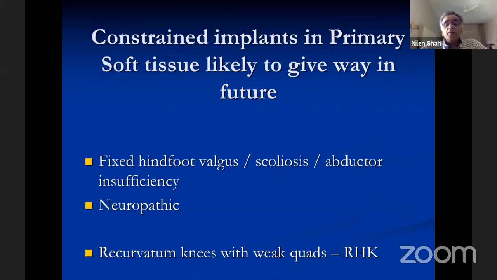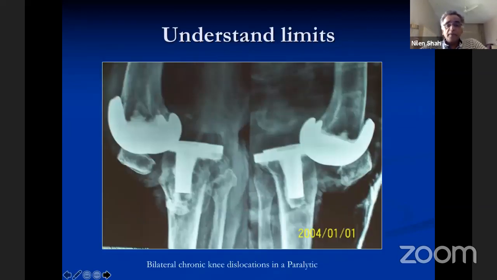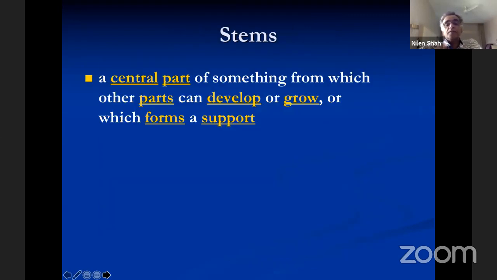When you are seeing recurvatum knees with weak quads, say post polio limbs or something with arthritis, they are not common, but they are there. I have operated. Then you should think of putting in a rotating hinge knee with an extension stop to prevent recurvatum. When these concepts are not understood and knee replacements are performed in even patients with paralysis, this is the type of problem that you can land up with, and we want to avoid these things. So we need to understand the limits of unconstrained implants.